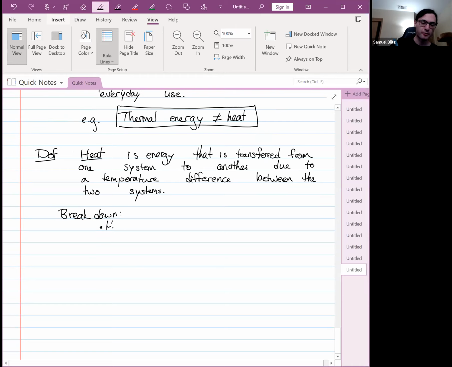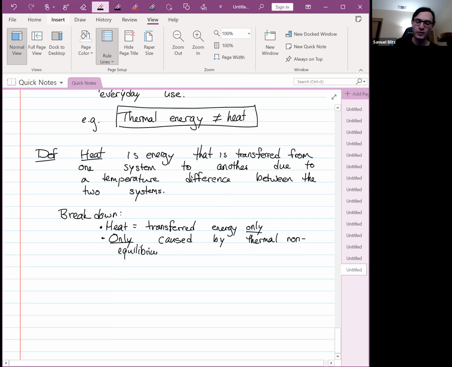So heat, like I said, is transferred energy only. Also, it is only caused by thermal non-equilibrium. Meaning you can't have heat transfer or heat flow as a result of anything besides thermal non-equilibrium, i.e. if two things are in thermal equilibrium and they're still exchanging energy, that energy that they're exchanging is not heat.